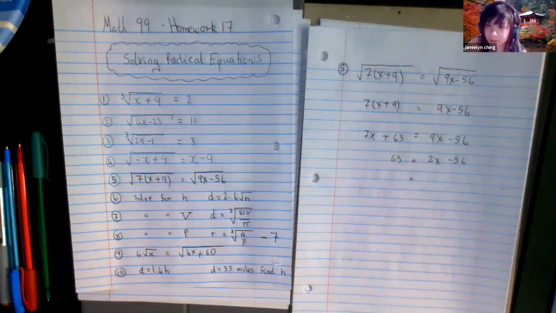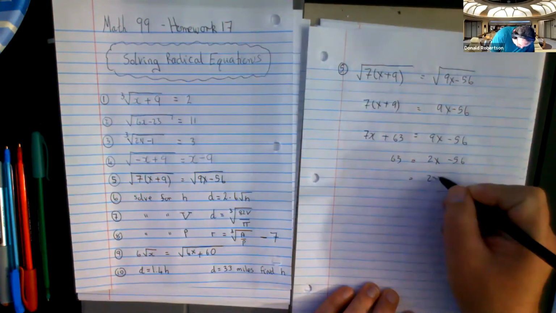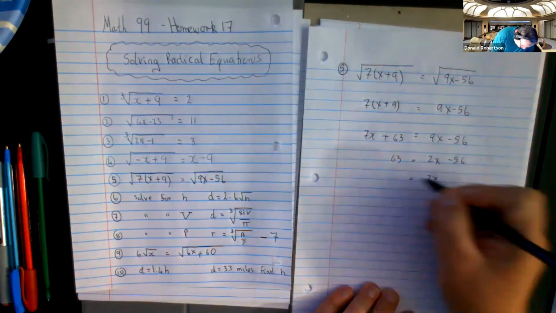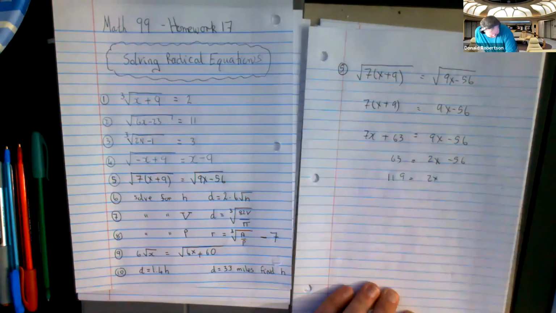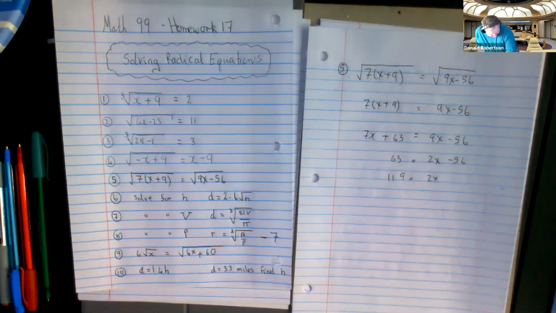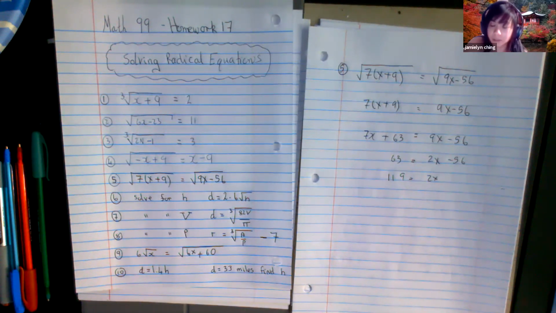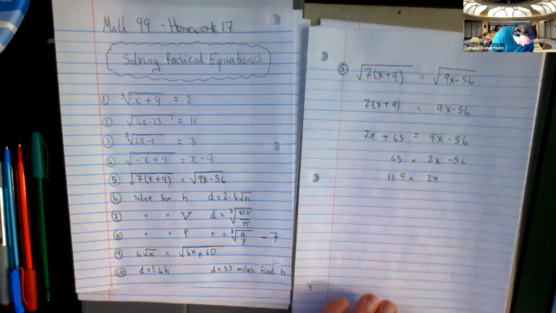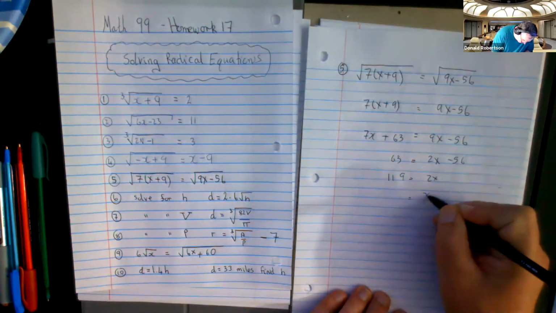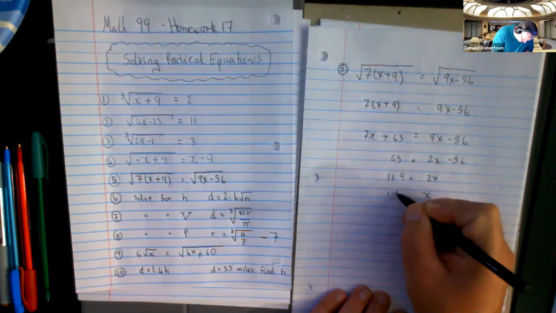You want to add 56 to the other side? I need backup here. I believe it's 119, but it just sounds so ugly. I want somebody to confirm that. Is it 119? Yeah, it's 119. God, that's ugly. Okay. Last step, divide both sides by 2.